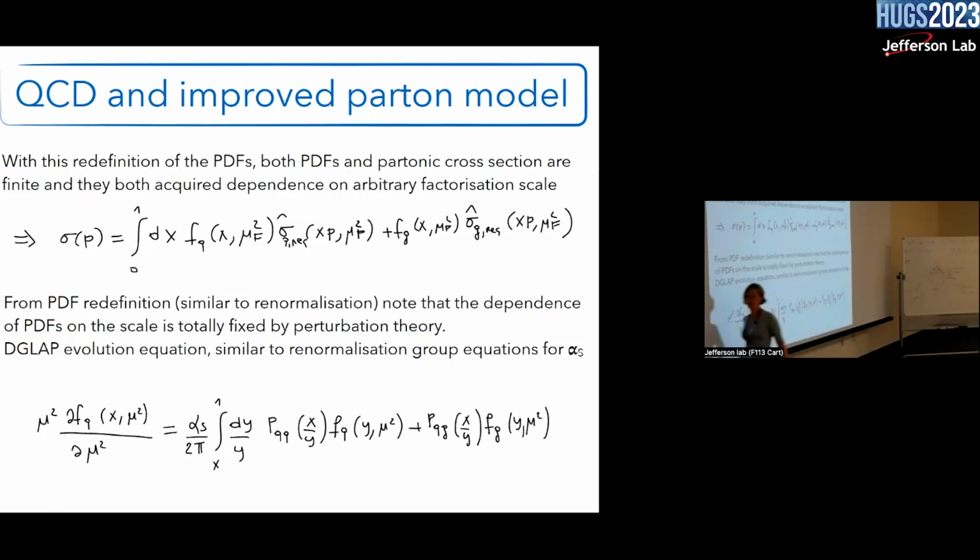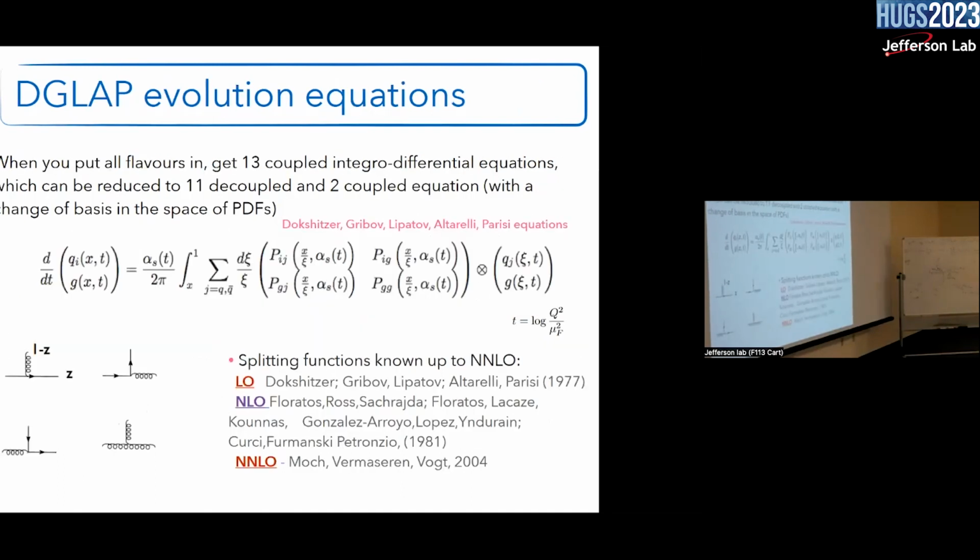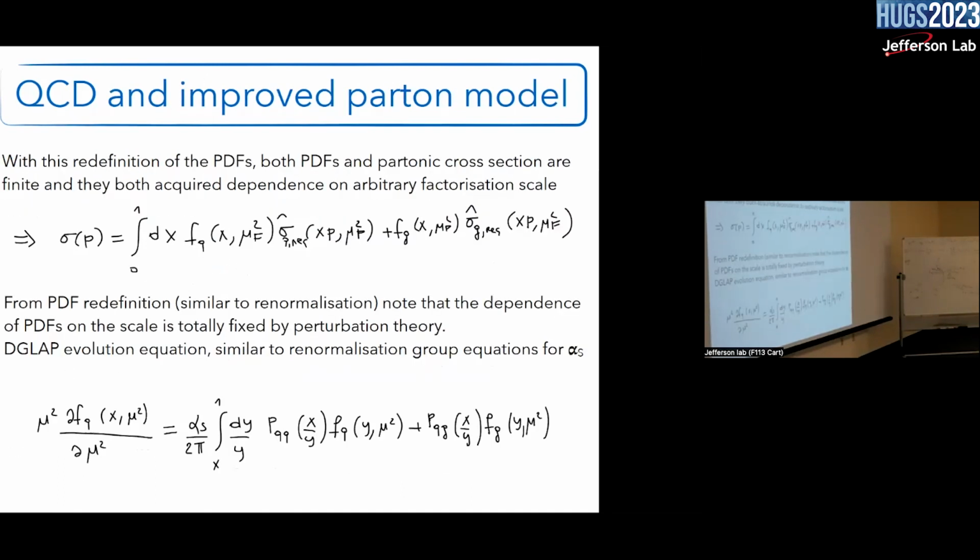To conclude, the dependence on the scale works in the same way as with alpha s. The scale mu f that I added is just an arbitrary scale, so the bare things don't have to depend on it. Exactly like you do for alpha s, you have a renormalization group equation for these functions.